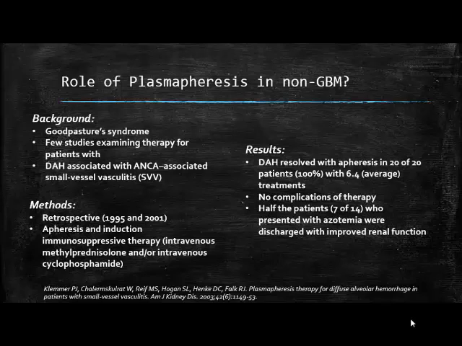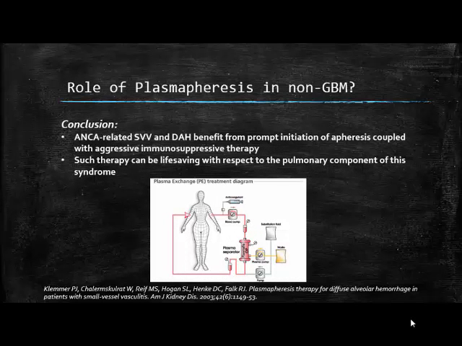It was a retrospective study done over 6 years, and they looked into apheresis and induction immunosuppressive therapy that included IV steroids and/or IV cyclophosphamide. What this study shows is impressive results, but it's a retrospective study. I just want you guys to keep that in mind. DAH resolved with apheresis in 100% of the patients. There were no complications of therapy, and half of the patients who came in with azotemia were discharged with improved renal function. So what they concluded was the following.